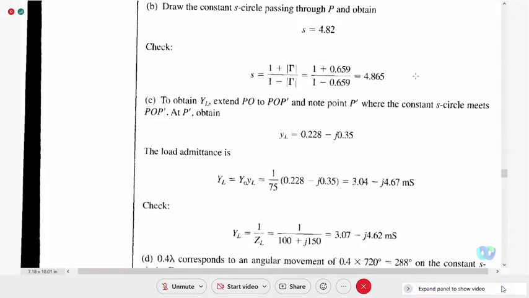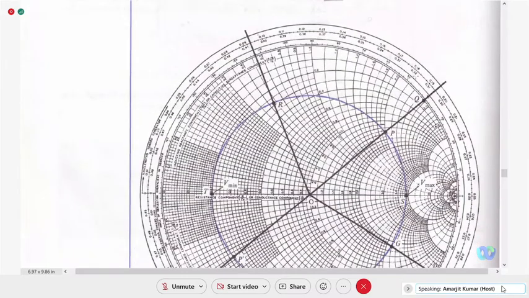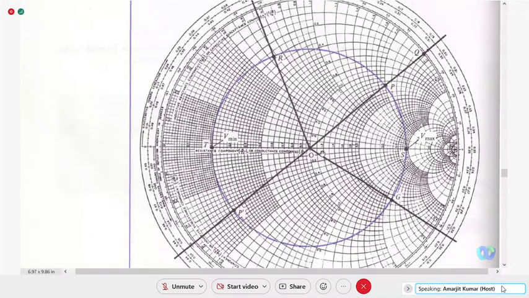Okay. And what about the load admittance? We have to locate it. How to locate that? From OP to OP dash, a constant S circle. We have this point P, which means the load impedance. We have to calculate the load admittance on this impedance Smith chart, where that impedance is located.